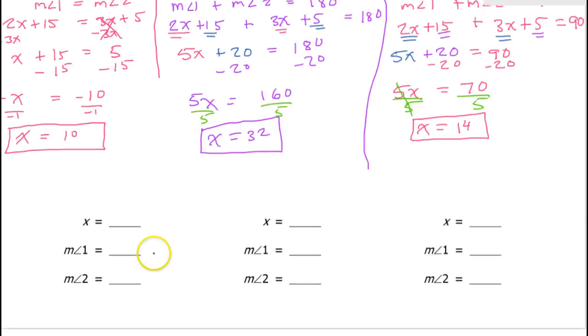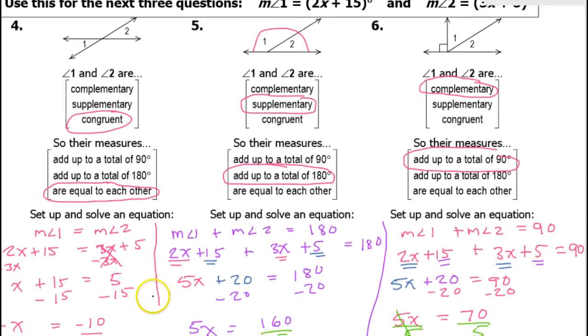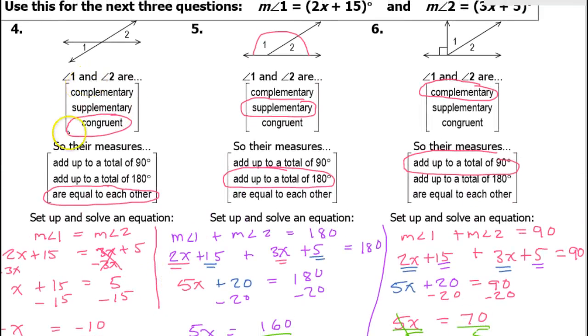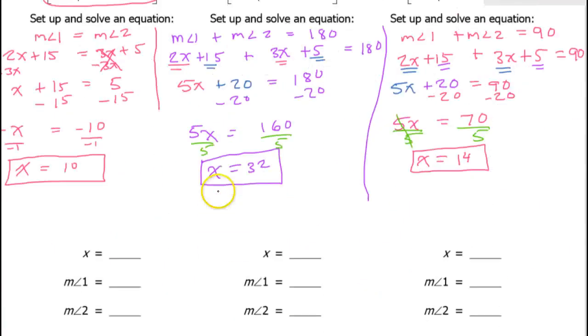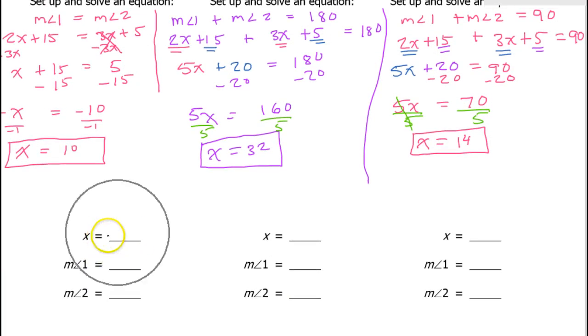There's a little bit more to each problem here at the end that I missed. So I need to go back and look at number 4 and 5 again because of this part down here at the bottom. We found that x is 10, and we found that x is 32, and we found that x is 14. But they also want to know the measure of angle 1 and the measure of angle 2.